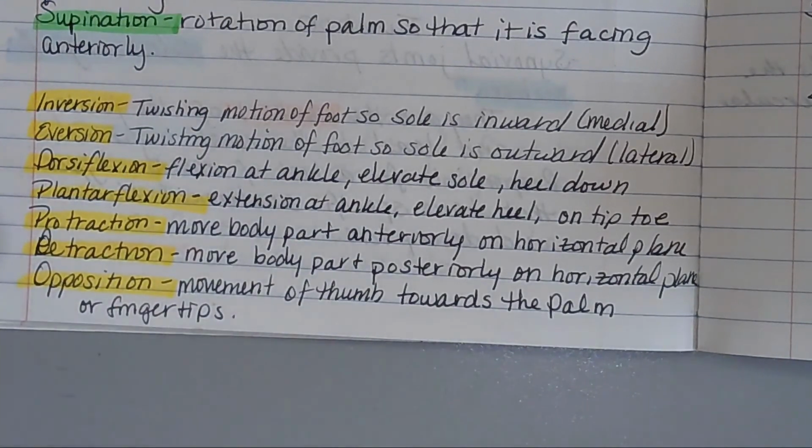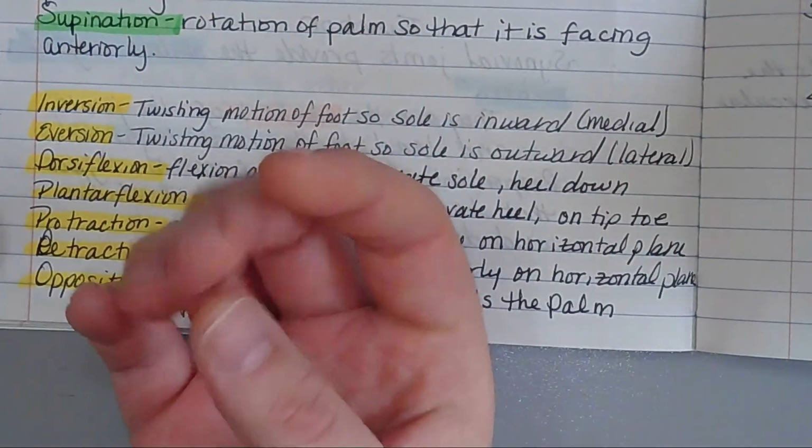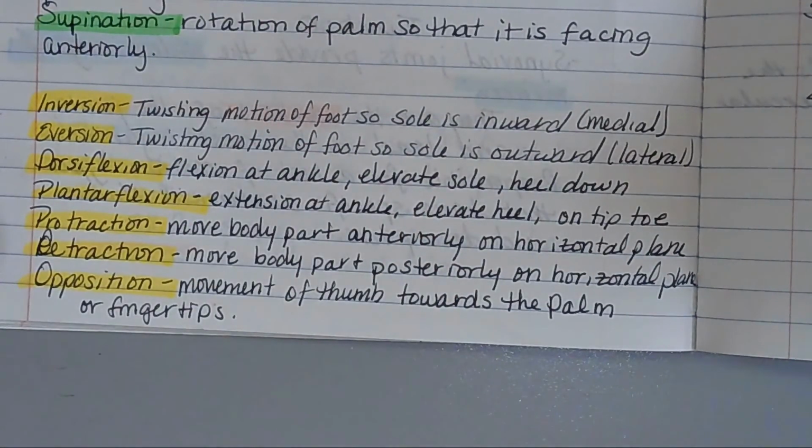Protraction and retraction are things that happen on a horizontal plane. Probably the best example I can give you is that protraction is like jutting your jaw out. I'm going to make the sound as I do it. You're taking your jaw and jutting it outward. Retraction is bringing your jaw back in.